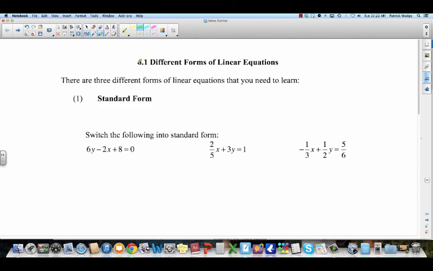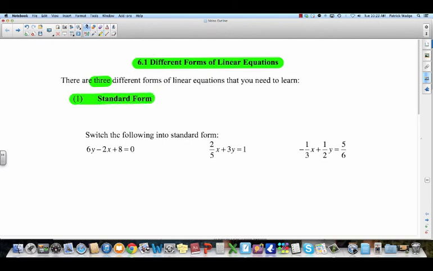Okay, we're going to look at 6.1, different forms of linear equations, and we're actually going to do this over 2 days. There's 3 different forms of linear equations. We'll do 2 of them today, and then we'll do the third one next day. So the first form of a linear equation is called standard form.